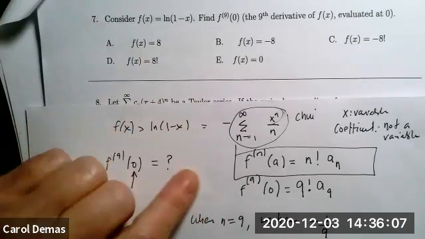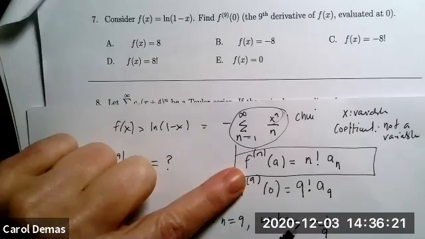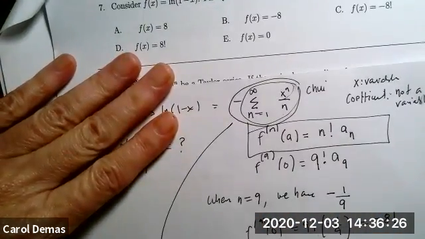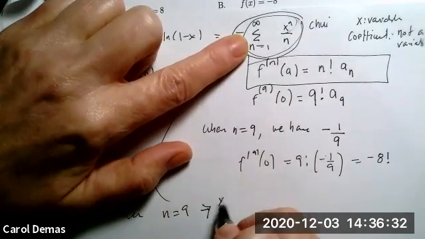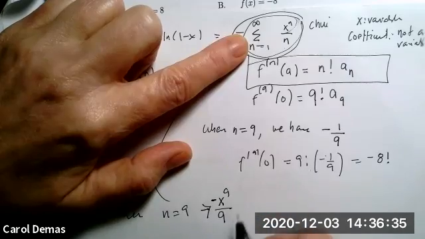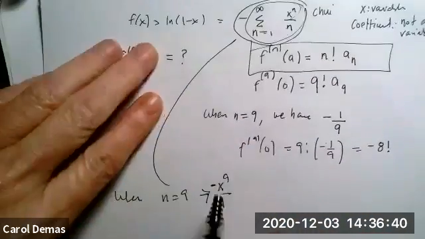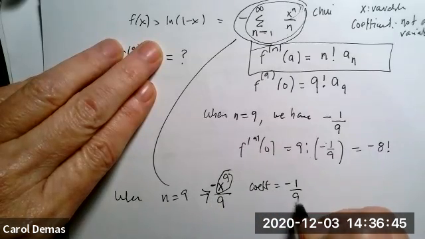Your formula, the nth derivative at a equals n factorial times a sub n. I'm just confused about that because on the other formula it said divided by n factorial. Well, it's the same formula. You're just going to have to multiply. Okay, what's the coefficient when n is equal to 9? We're going to have negative x to the 9 over 9, right? If you plug in n equal 9, do you see that? Yeah. Okay, so what's the coefficient? Just the -1/9 part, right?